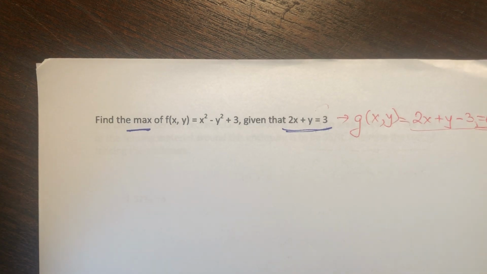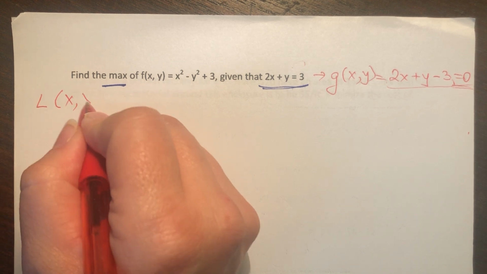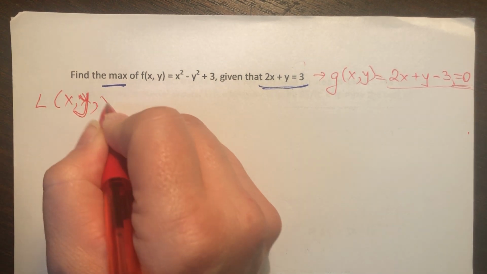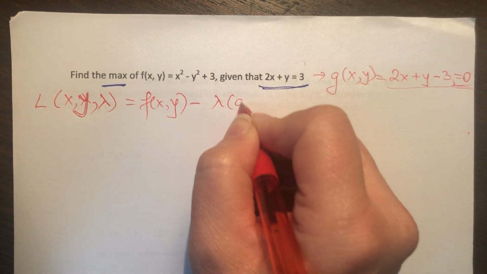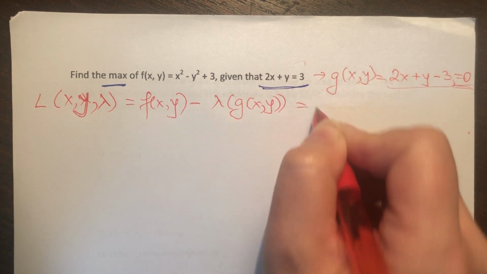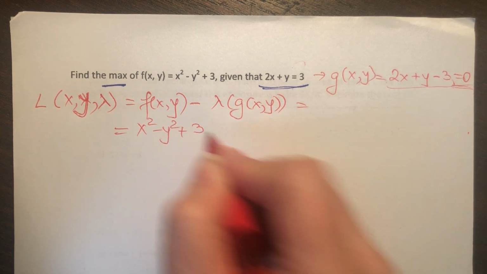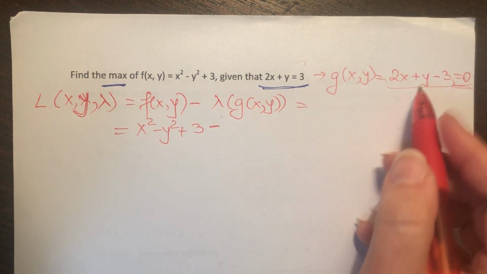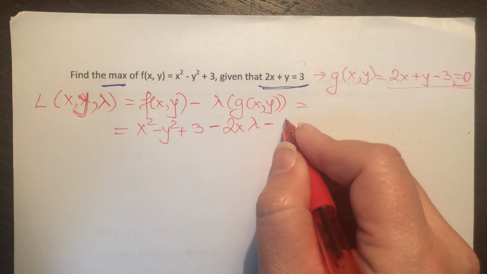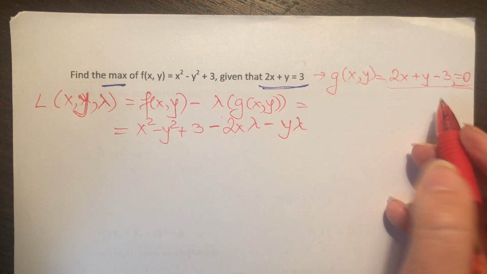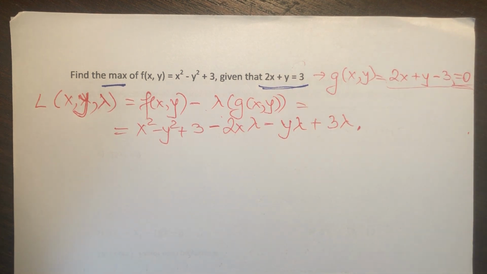Okay, all right. So out of these, we're going to create the Lagrangian. And that's simply f of x, y minus lambda times g of x, y. Okay. f of x, y was what? x squared minus y squared plus 3, minus lambda times g, which is 2x lambda minus y lambda, and negative lambda times negative 3 is plus 3 lambda. Okay, so there it is.